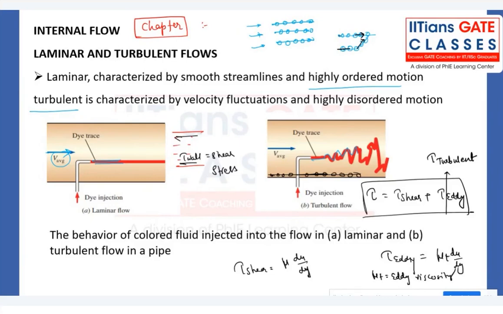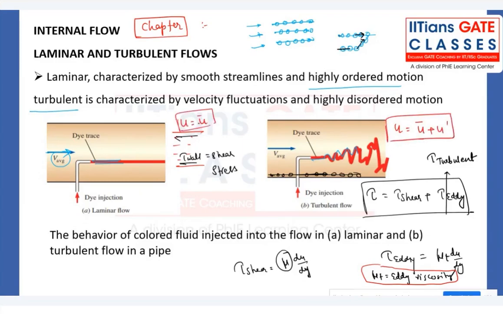This mu is nothing but viscosity, just a fluid property. This mu t is a flow property, not a fluid property. Eddy viscosity is coming because of the huge amount of intermixing or fluctuation happening in turbulent flow. So in turbulent flow, the velocity of a single fluid particle has two components: one is average, the second is the fluctuating component. But in laminar flow, you have only one component, that is u bar. The velocity with which the fluid is flowing in a pipe is the average velocity.